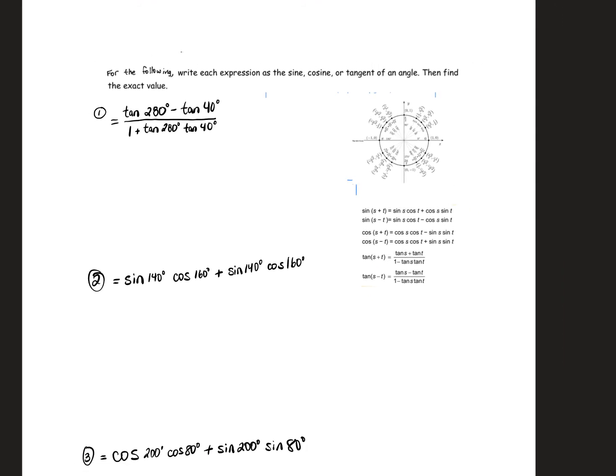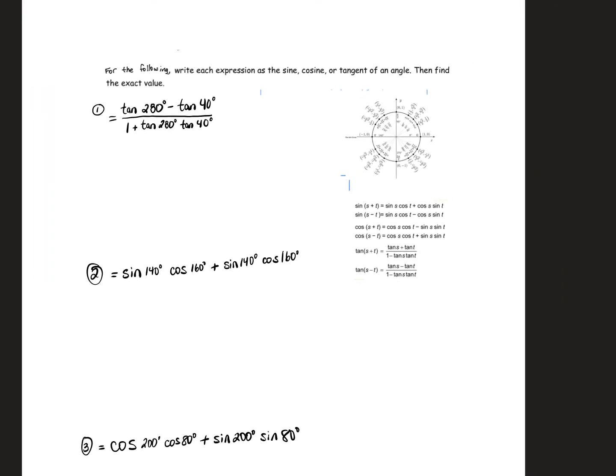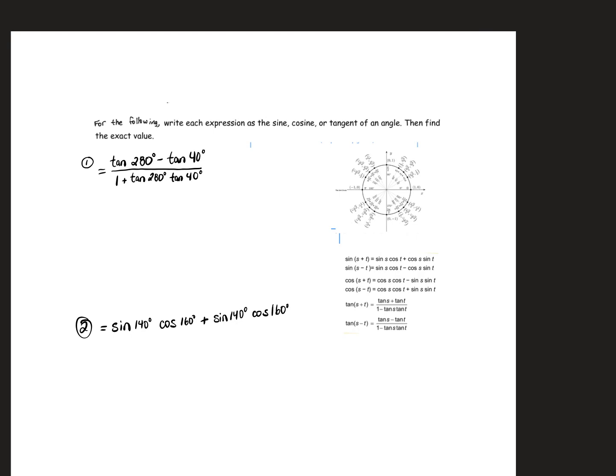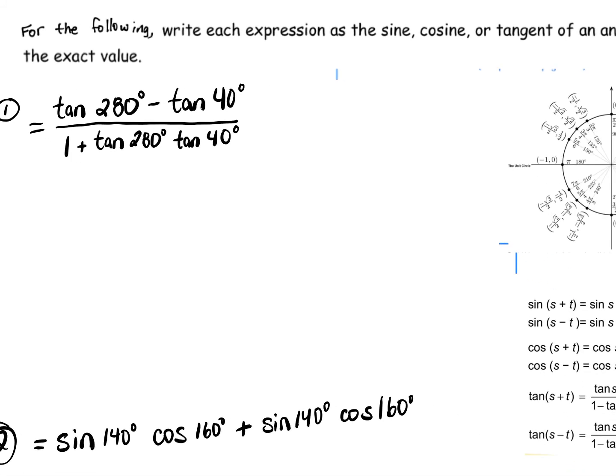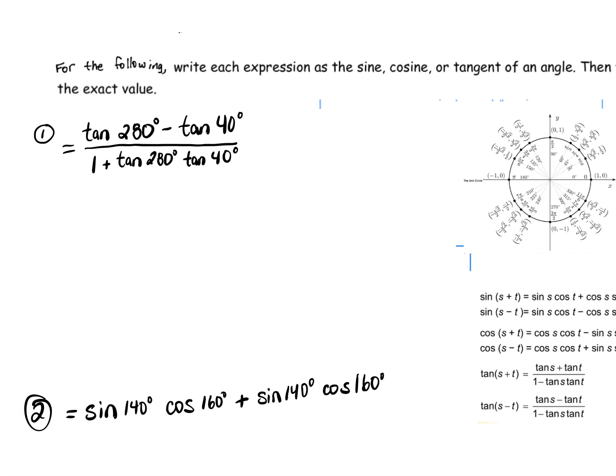All right, this you guys have not seen, and I wanted to introduce this to you today before you do your quiz review tomorrow, and we could talk about this tomorrow. But what they're doing here, it says, for the following, write each expression as sine, cosine, or tangent of an angle, then find the exact value. What you guys are doing is you're working backwards. You're looking at this formula that they gave you and comparing it to the formulas that you have to figure out what angle they're actually talking about on the unit circle.